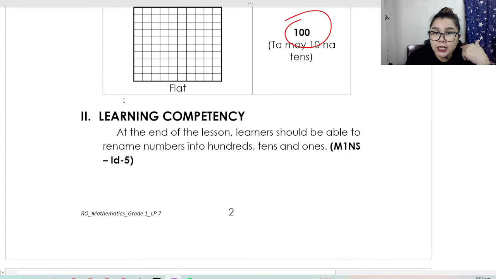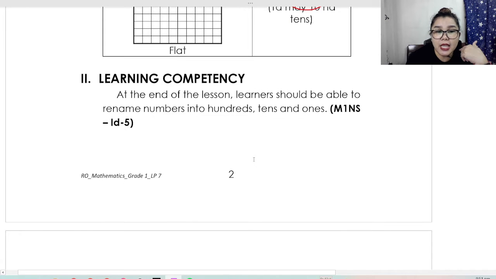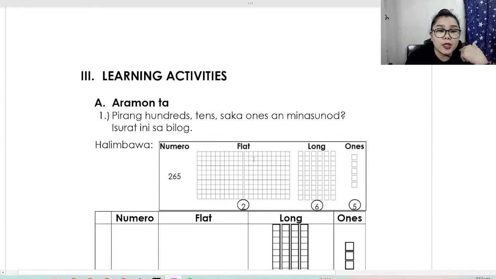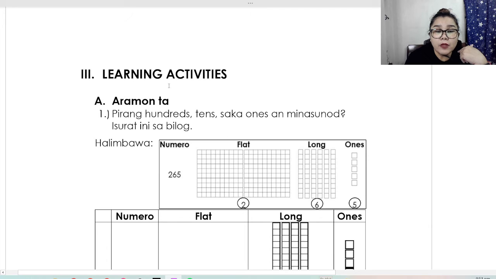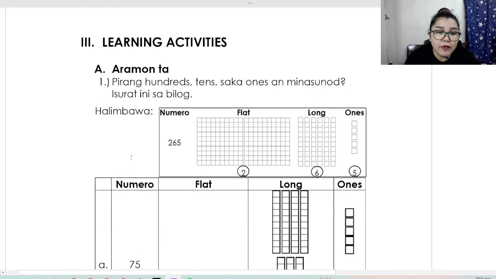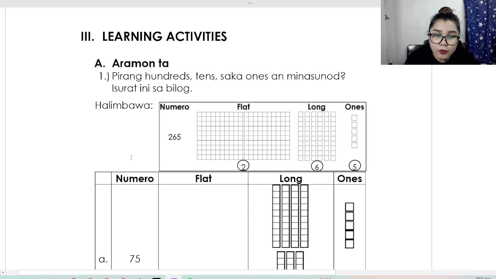At the end of the lesson, learners should be able to rename numbers into hundreds, tens, and ones. So, we now begin with the learning activities. Part A, araman ta. Pirang hundreds, tens, saka ones, ang minasunod. Isurat ini sa bilog. So, we have your examples before you begin answering the activity here.